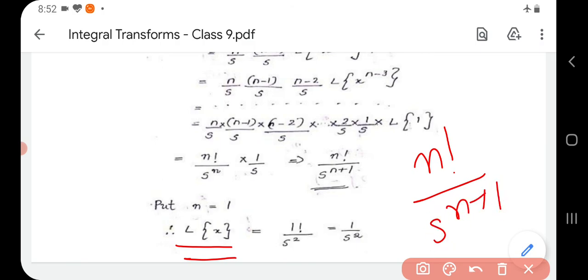Okay, so here Laplace transform of x raised to n is n factorial by s raised to n plus 1. Here your n is 1. Okay, so 1 factorial by s raised to 1 plus 1, that is 1 by s square. Okay, this is an example.